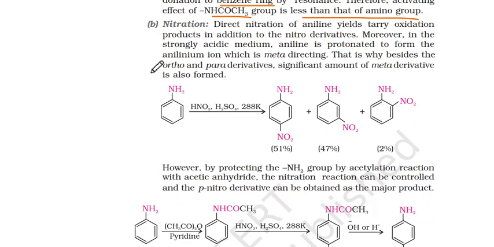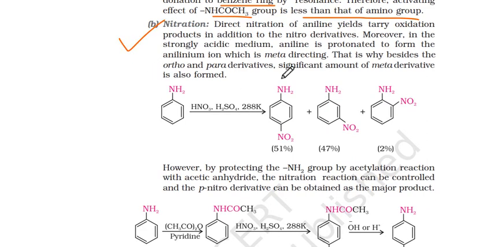Now you have nitration. Direct nitration of aniline yields tarry oxidation products in addition to the nitro derivatives. Moreover, in the strongly acidic medium, aniline is protonated to form the anilium ion, which is meta-directing. That is why besides the ortho and para derivatives, a significant amount of meta derivative is also formed. So what happens over here? Nitration can be done directly. We know HNO3, H2SO4, 288 Kelvin. These are all the requirements.